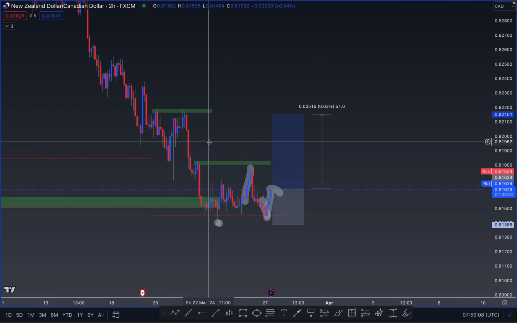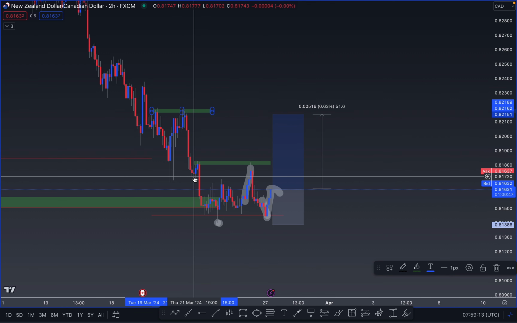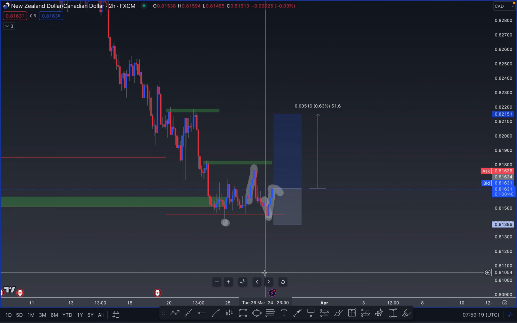We also, as I said, we created tops right here. We also created tops right there in the beginning of that 3 drives right there. So this is the next observation for NZD CAD today. Let's see how that goes.